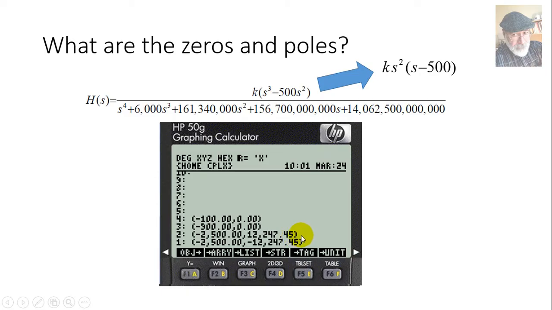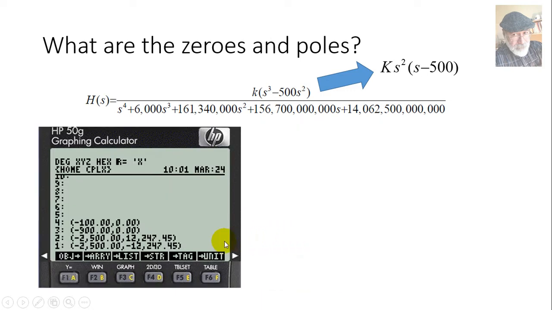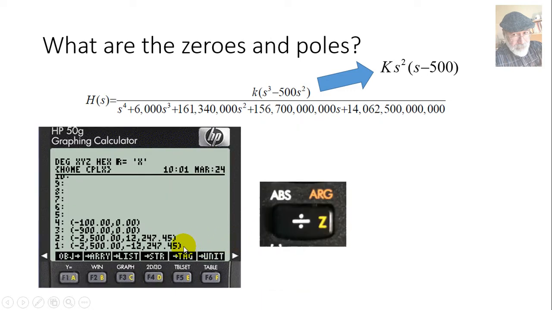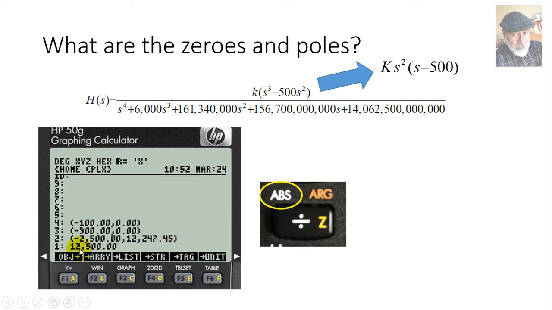That quadratic term has an undamped frequency and a damping factor. To find the undamped frequency is easy. We just have to take the absolute value of either of the 2 complex conjugate roots, like so. That is the undamped frequency, 12,500 radians per second. And if you are not sure why I'm doing that, I invite you to review another video in this series on the same channel called The Final Tutorial on Bode Plots.